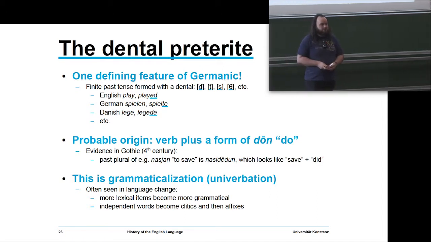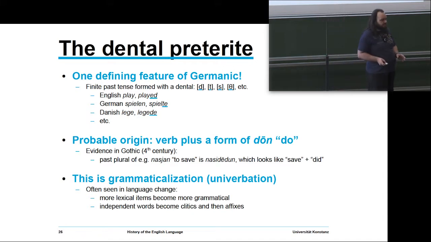So all of the Germanic languages have a simple past tense that is formed using this d or t or s or th. And none of the other Indo-European languages do. So this again defines Indo-European as a family. Defines Germanic as a subgroup, a subfamily.